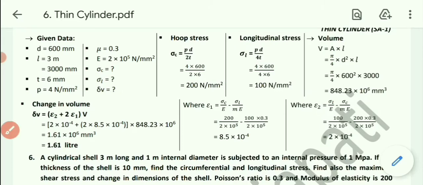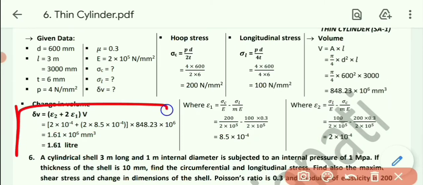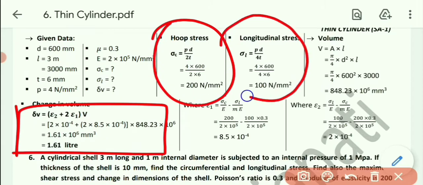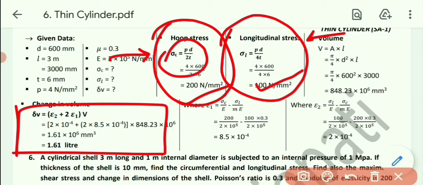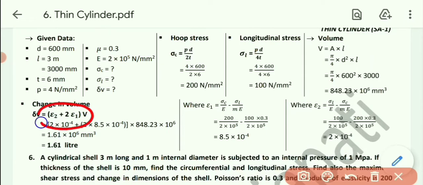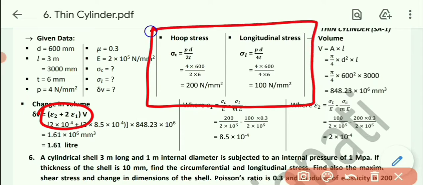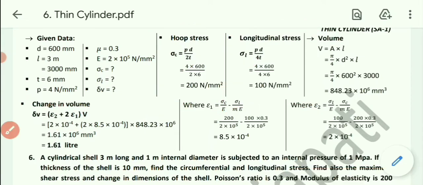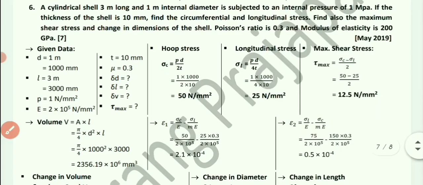So in this example, what we have found out is the change in the volume, as well as hoop stress and longitudinal stress. See, if in the data they have not asked us to calculate hoop stress and longitudinal stress, then also we need to calculate them, because without the values of sigma C and sigma L, we can never calculate epsilon 1 and 2, and epsilon 1 and 2 are essential for calculating delta V. So whether they have asked us or not, we compulsorily need to calculate sigma C as well as sigma L in this kind of example. So this was the example. Let's solve another.